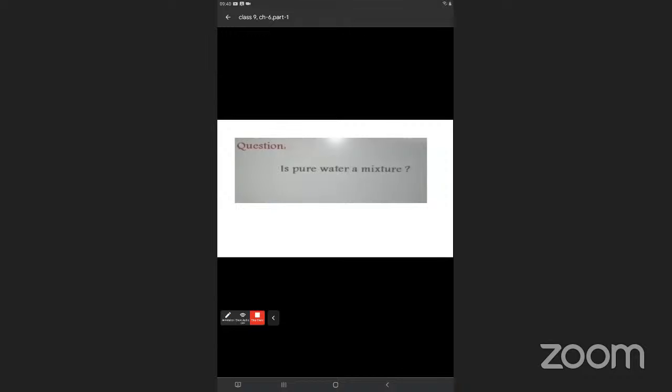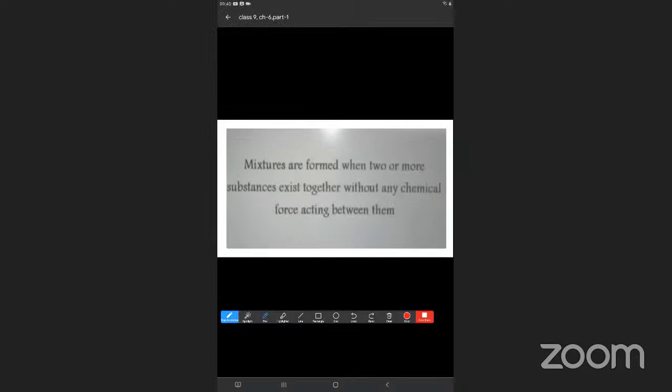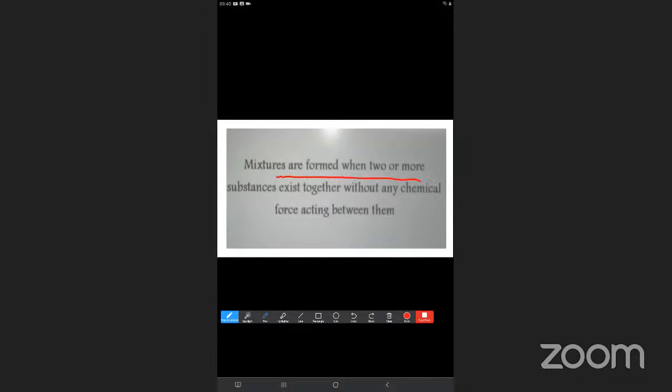That is a compound. So remember this point here: mixtures are formed when 2 or more substances exist together without any chemical force acting between them. We can combine them by physical process and we can divide them by physical process. There is no need of any chemical process. So components of a mixture can be separated using physical methods.